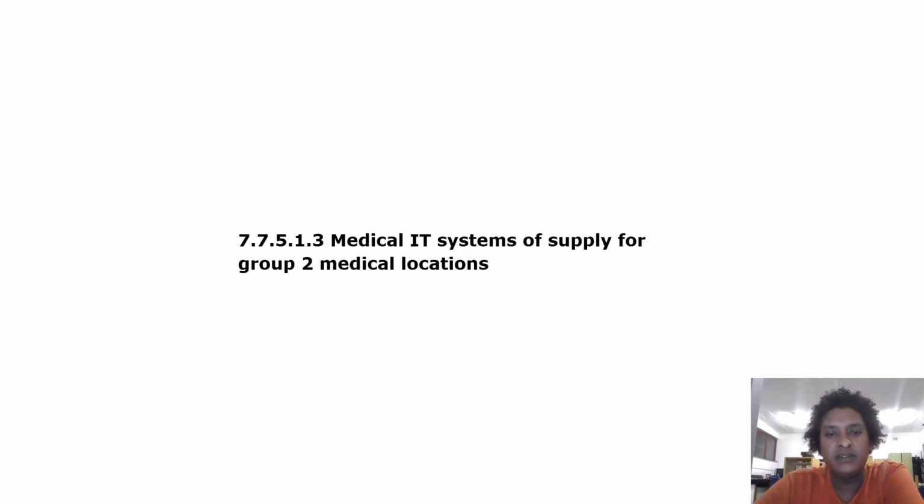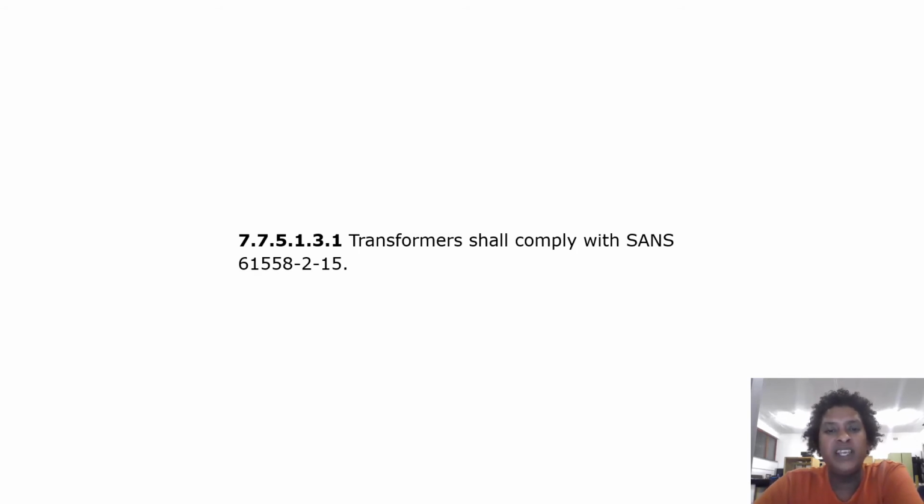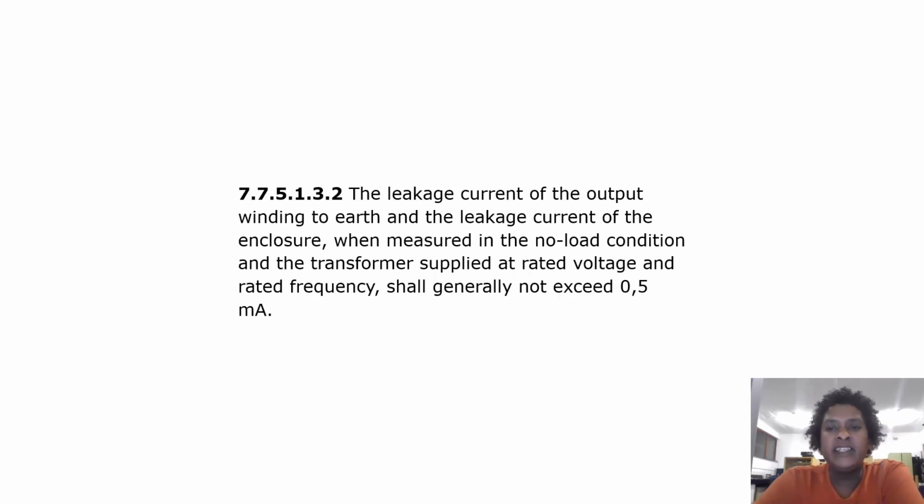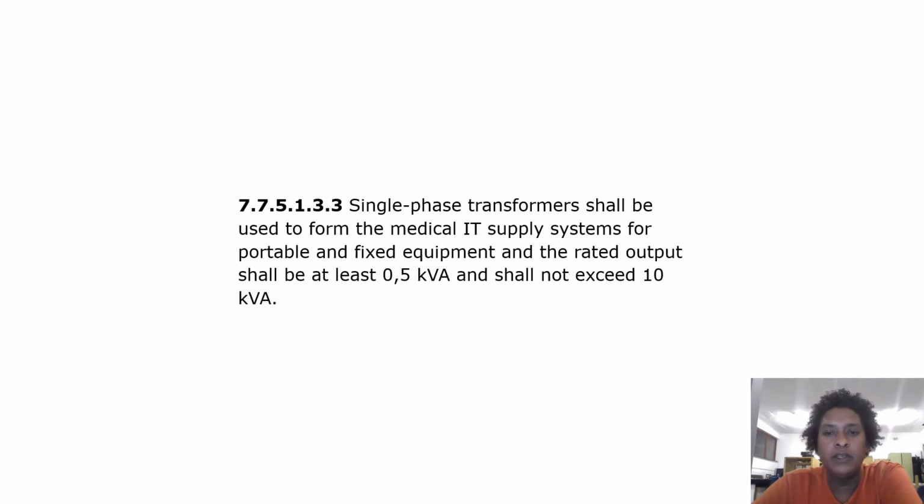Medical IT systems of supply for Group 2 medical locations. Transformers shall comply with SANS 61558-2-15. The leakage current of the output winding to earth and the leakage current of the enclosure, when measured in the no-load condition and the transformer supplied at rated voltage and rated frequency, shall generally not exceed 0.5 milliamps. Single-phase transformers shall be used to form the medical IT supply systems for portable and fixed equipment, and the rated output shall be at least 0.5 kVA and shall not exceed 10 kVA.